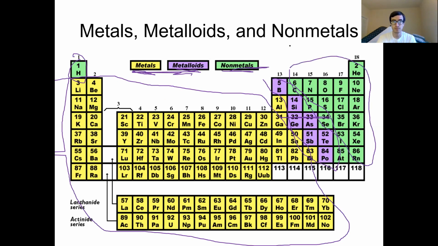Metals and nonmetals have very different properties from one another in terms of some of their physical and chemical properties. And then metalloids have properties that are sort of in the middle, in between metals and nonmetals.